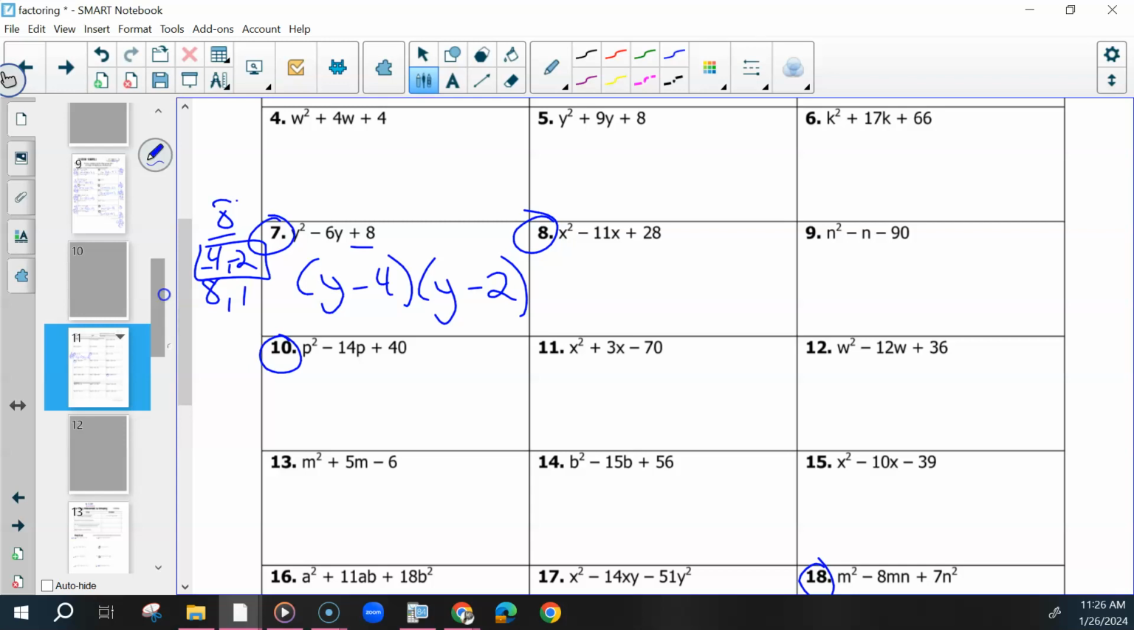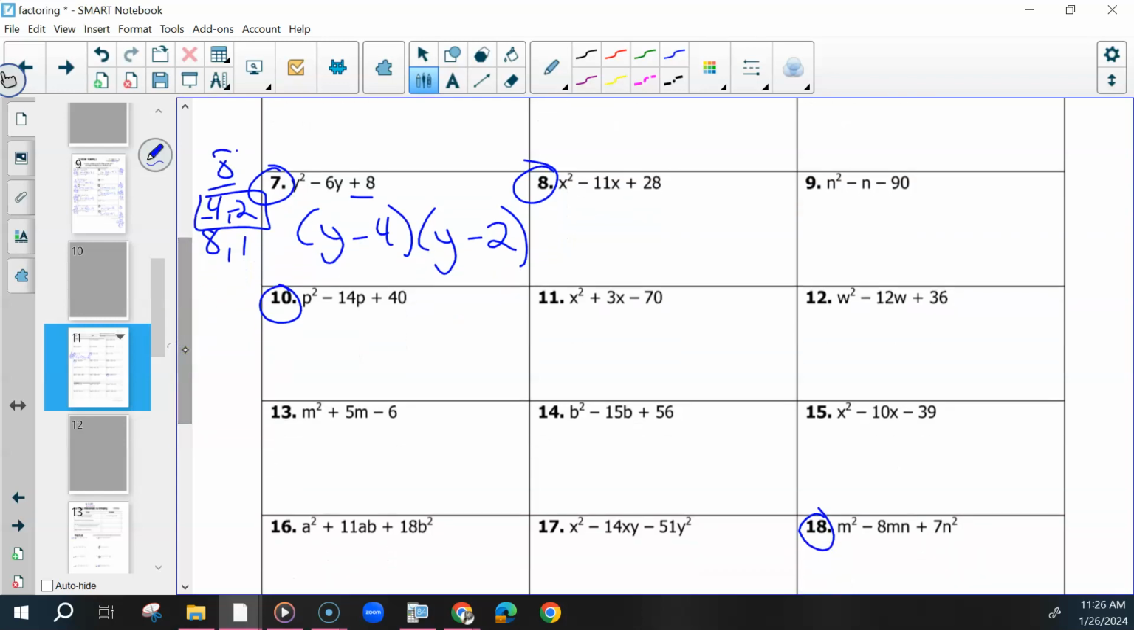Other questions on that one? Let's try 8. Factors of 28. 4, 14 and 2.